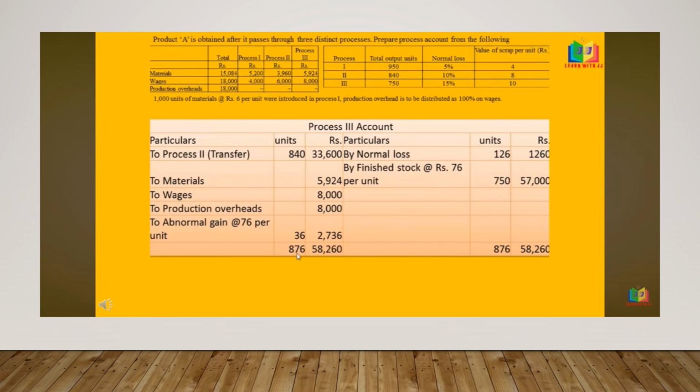And by finished stock on the credit side is at 76 rupees per unit. So again, how do we get 76? It is nothing but 57,000 divided by 750, we get 76. Again, 57,000 is got by adding 33,600, 5,924, 8,000 and 8,000 plus 2,736 minus 1,260.